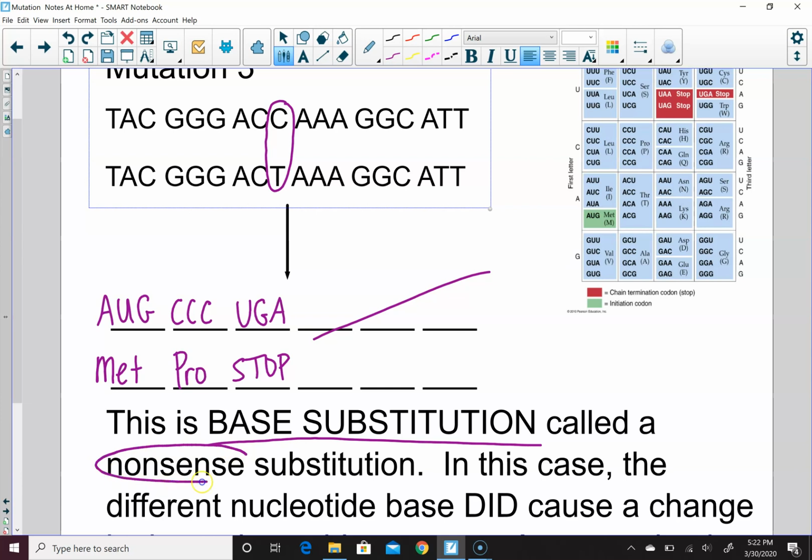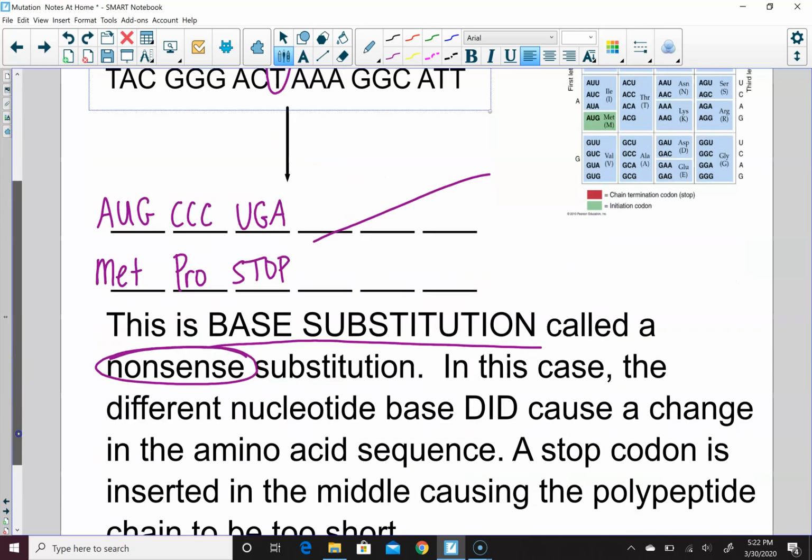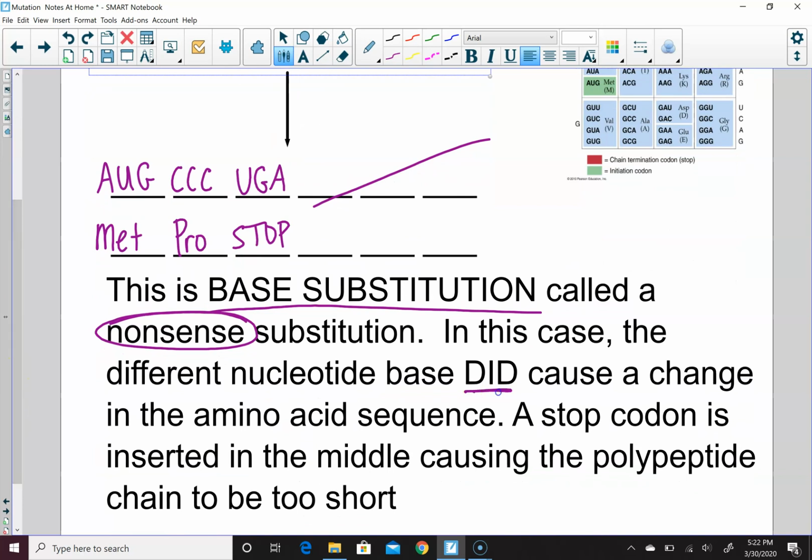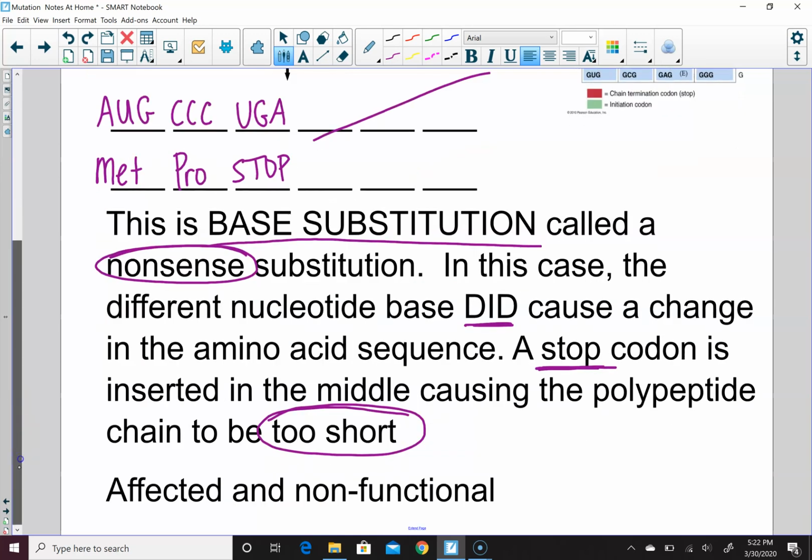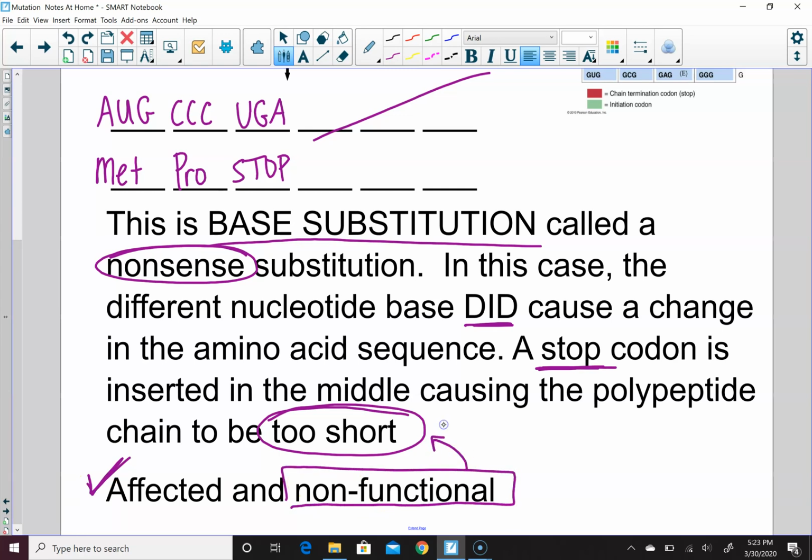This is called a nonsense substitution, because what I did was cause a change in the amino acid sequence. It is way too short now because I put a stop codon in the wrong spot. Bad, bad, bad. So when I look at my list, it will absolutely be affected. And in this case, it will be non-functional because it's way too short. If it's that small, that means I lost a lot of amino acids, and that means that protein is not going to fold correctly. So those are our base substitutions. We can either have a neutral, a missense, or a nonsense.